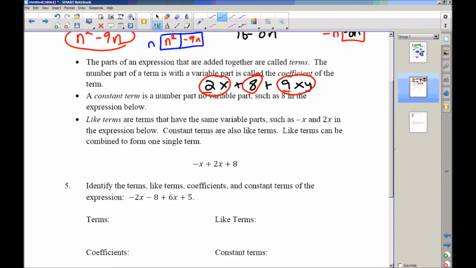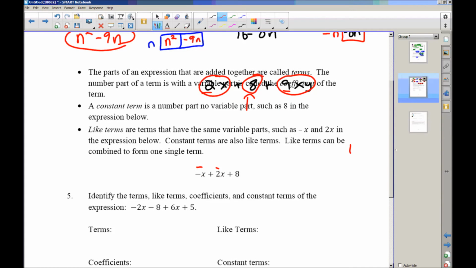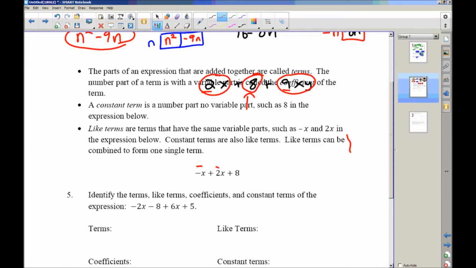Okay, so a constant term has no variable part, such as 8 in the expression below. Okay, like terms are terms that have the same variable part, such as negative x and 2x in the expression below. So these are our like terms. They both have x as their variable part. Constant terms are also like terms, so like 8 and 5 are like terms.